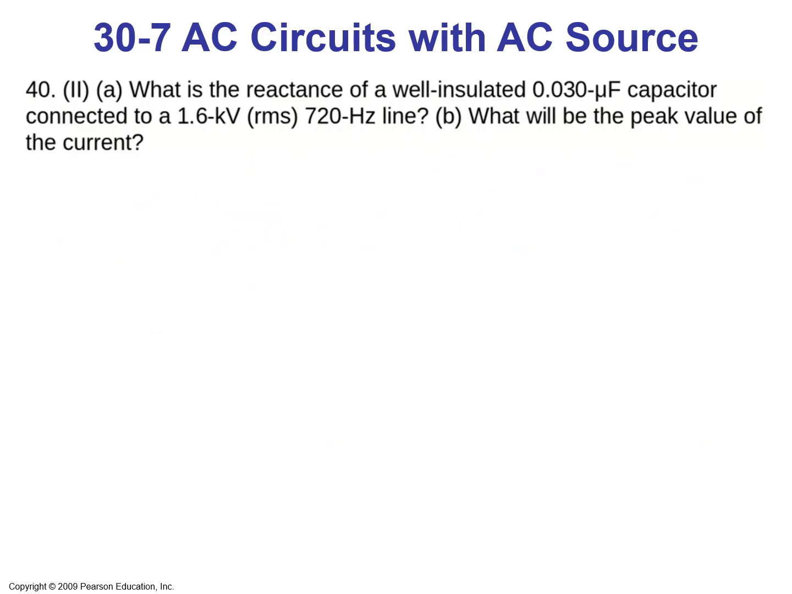Alright, at this point I look at problem number 40 in the book as an example. What is the reactance of a well-insulated 0.03 microfarad capacitor connected to a 1.6 kilovolt RMS 720 Hz line? What will be the peak value of the current? So the reactance for this circuit can be found from equation 30-25, and it's given by XC is equal to 1 over 2 pi F times capacitance.